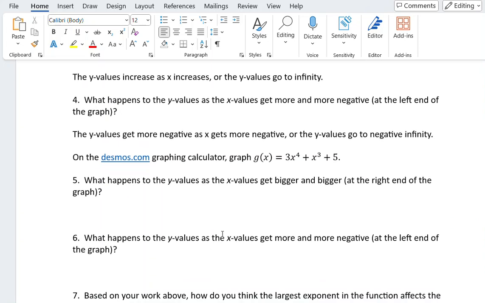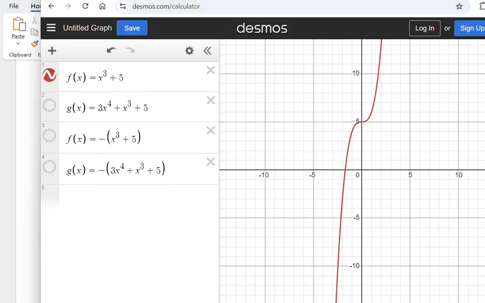Now we're going to look at a different graph, g of x equals 3x to the fourth plus x to the third plus 5. So I have that graphed right here. I can see that this graph looks different from the first one in that both sides are pointing upward. It looks similar to a parabola, but it has kind of this flat part here in the middle.